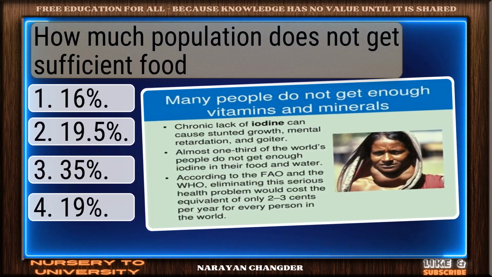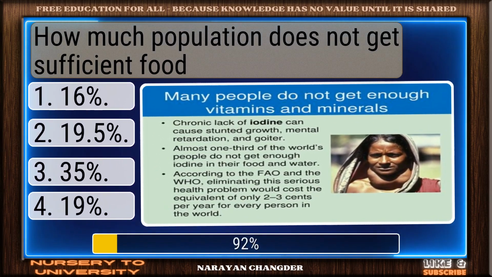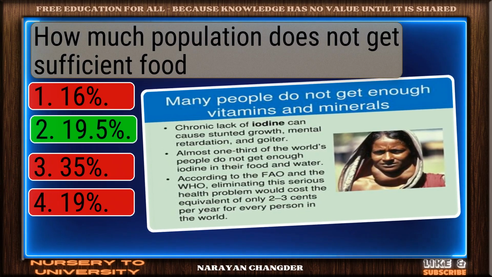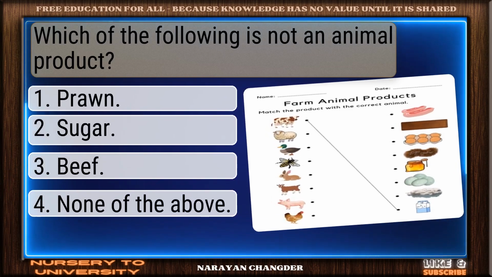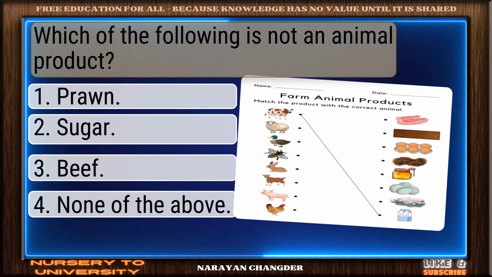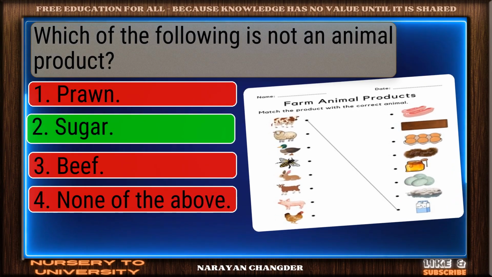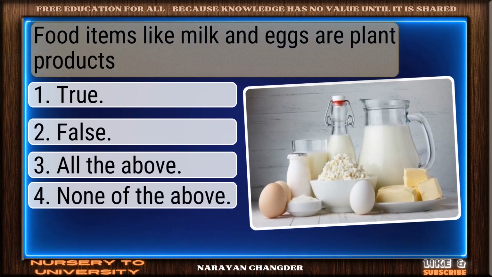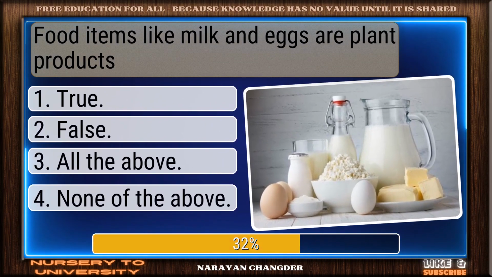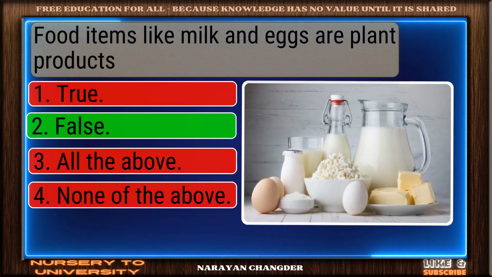How much population does not get sufficient food? Good job. Your answer, 19.5%, works well here. Which of the following is not an animal product? Perfect. Sugar is the correct choice. Food items like milk and eggs are plant products. Nicely done. False is a solid answer.